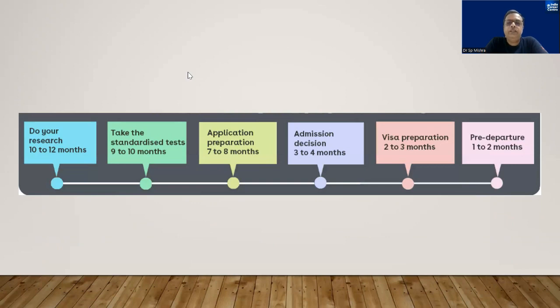Then admission decisions take about 3 to 4 months. Suppose we apply somewhere, it takes 3 to 4 months for the decisions to come through. Then, of course, visa preparation and then pre-departure preparation.